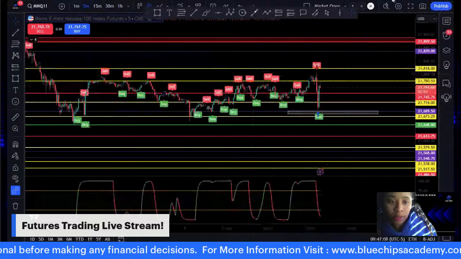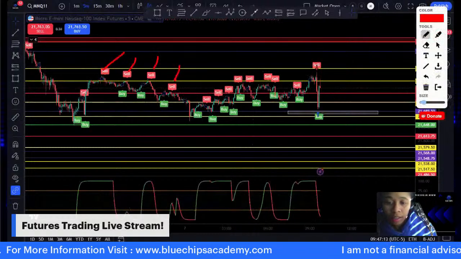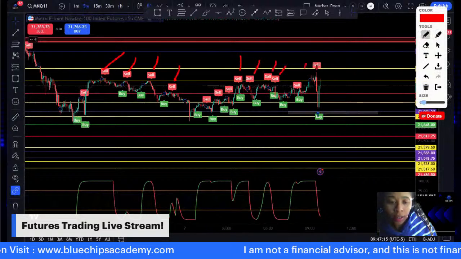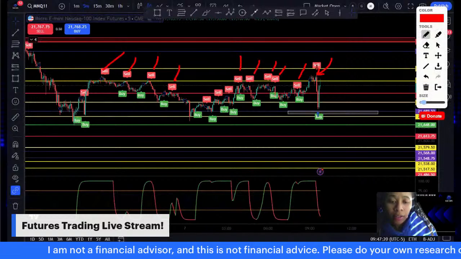It told us multiple times. Look how many sales are in this area right here. Look, it's telling us that it wants to sell here. So when we got this one, this shouldn't have been surprising, right? So let's just see what happens.